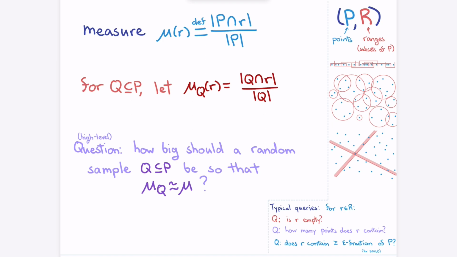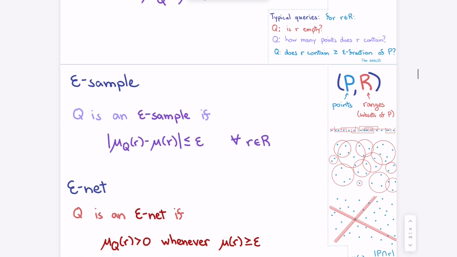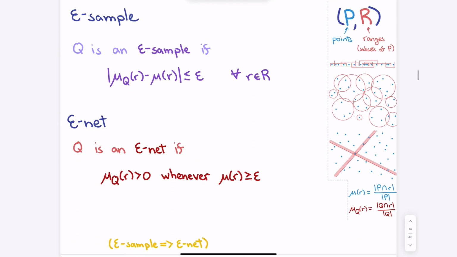So if a disk had half the points originally, I want it to have close to half the points in the subset, right? How big does the subset need to be? Right, the two ways we quantified this, we really focused on the first one. How big does it need to be if all the measures are off by an additive epsilon?